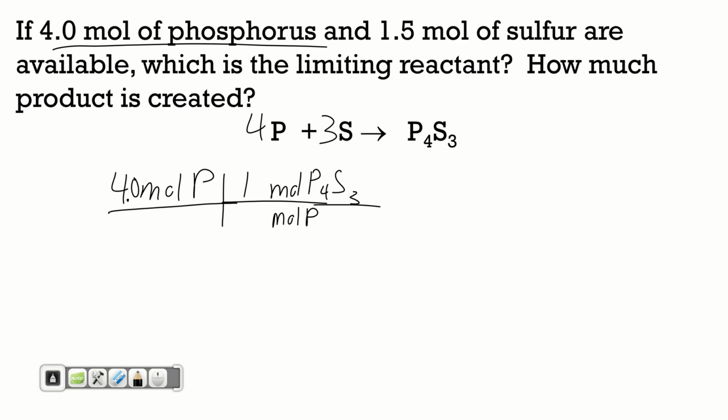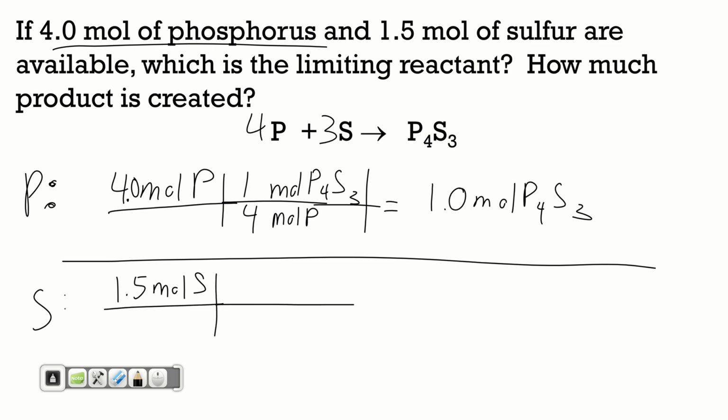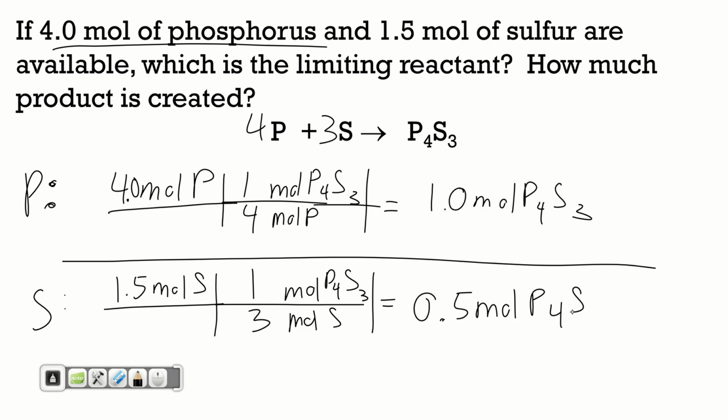And there's a 1 in front of P4S3 and a 4 in front of P. And these 4 moles of P will make just 1 mole of P4S3. All right, so that was P. If you want, you can write P in front of it so you know which reactant you're playing with. This would be S. I have 1.5 moles of S. And I'm going from moles of S to moles of the product, P4S3. 3 to 1. This comes out to 0.5 moles of P4S3.